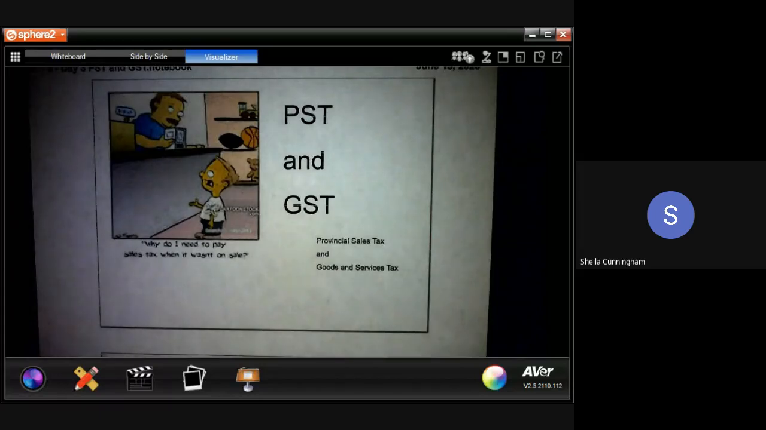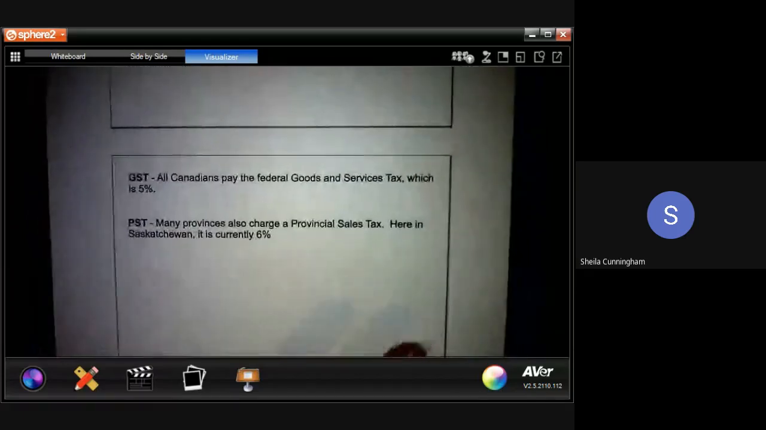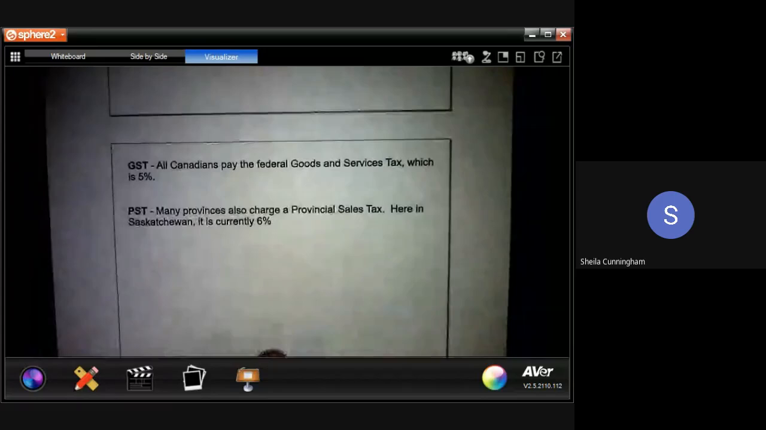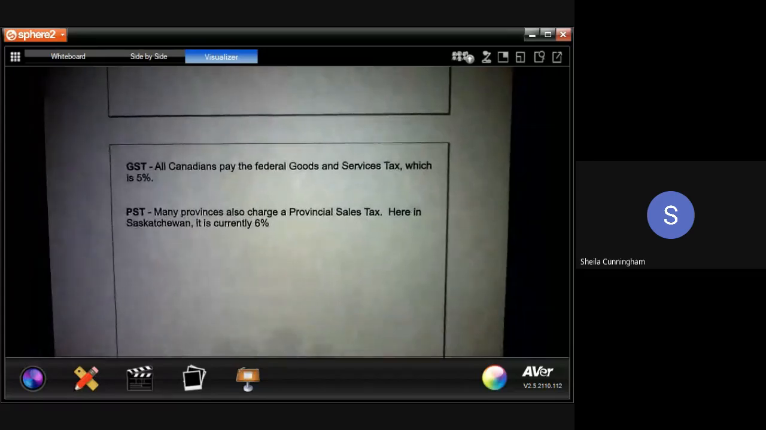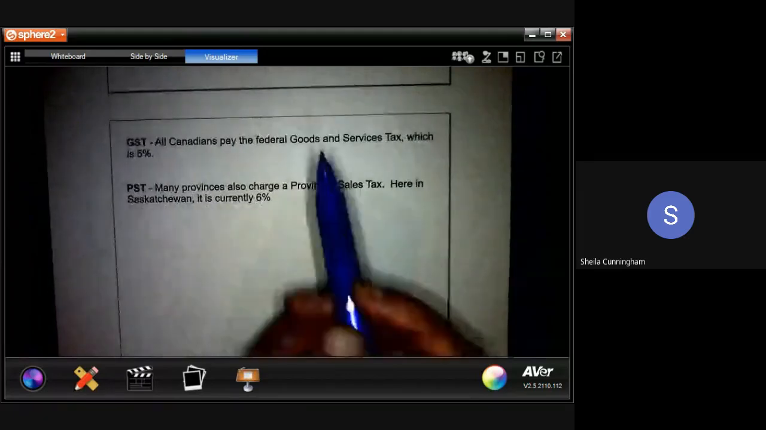So when we look at these two items, depending on what you're purchasing, you may have to pay both taxes, sometimes only one. When you're buying groceries, essential items like that to survive, you won't necessarily have to pay a PST or a GST on it. So sometimes those things will come up where you don't have to pay both taxes on them.